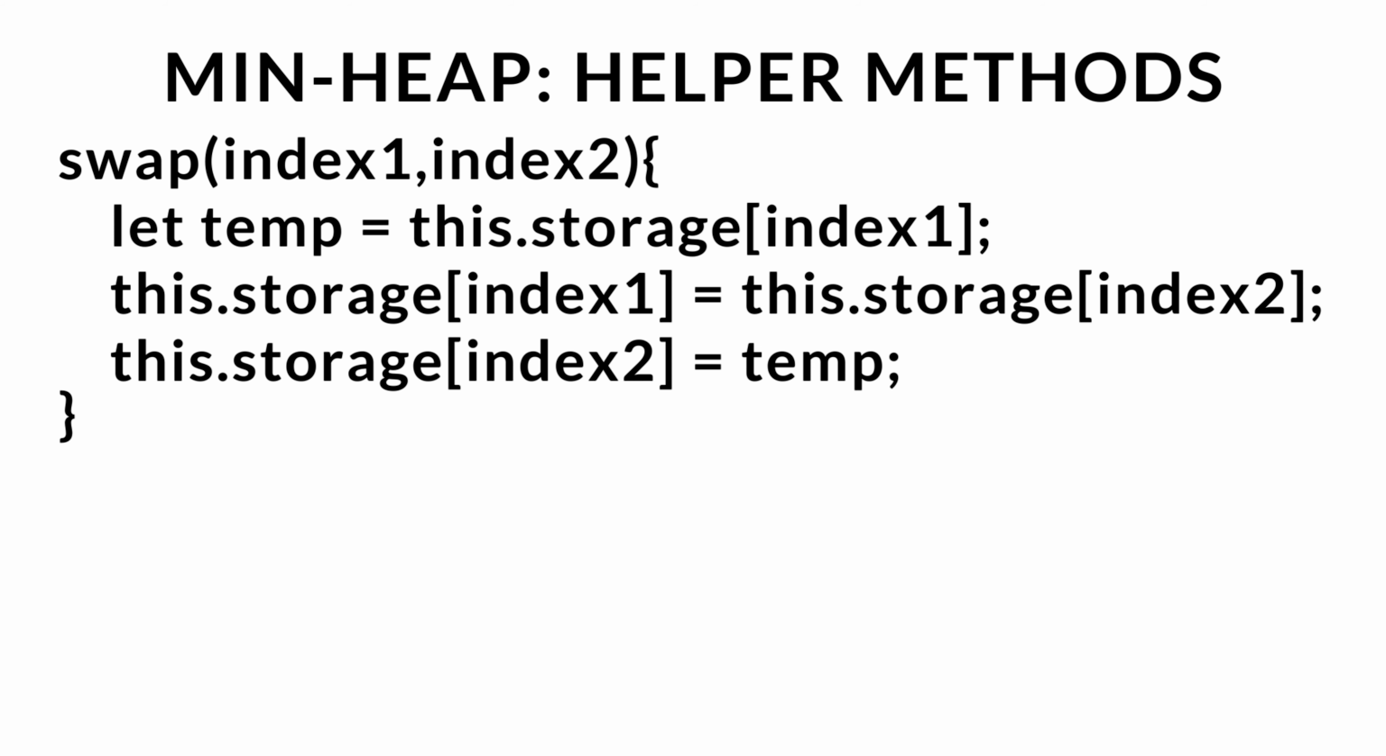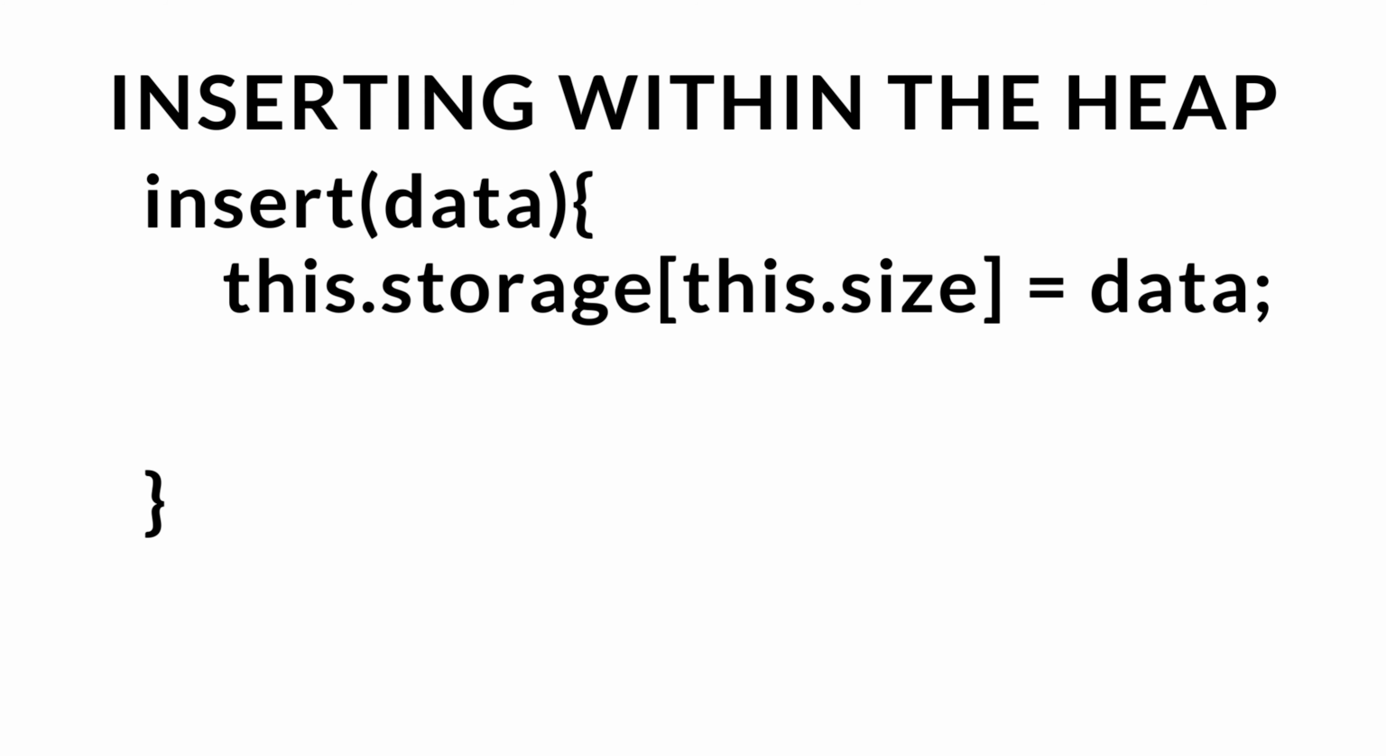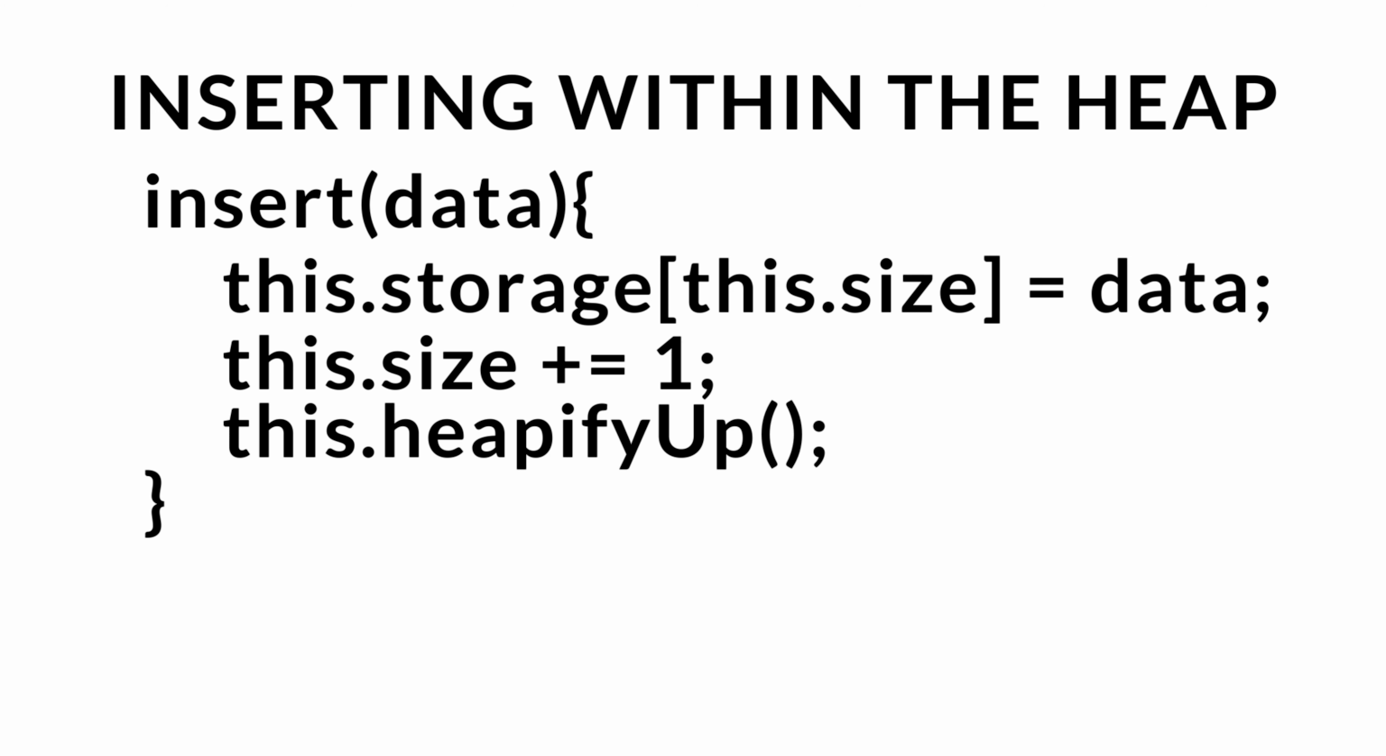So our iterative insert method has a data param, the data that we want to insert within our heap. First, we'll go ahead and insert this data at the last available position within our heap. Once we've successfully inserted within the heap, let's go ahead and increment the size. And finally, once that's been done, we need to make sure that the data was stored in the right position. So we need to invoke our heapifyUp method.